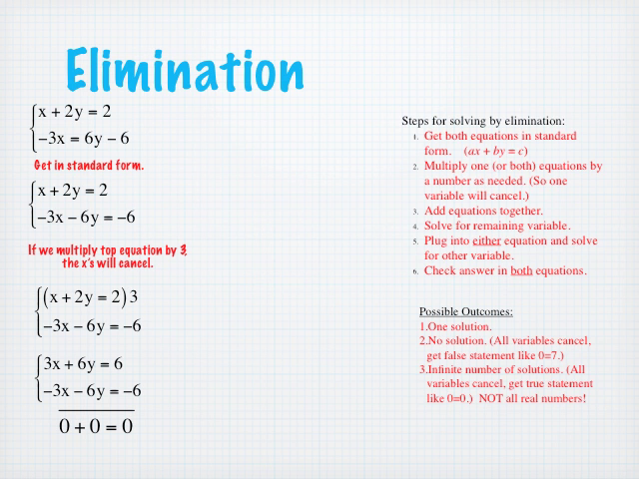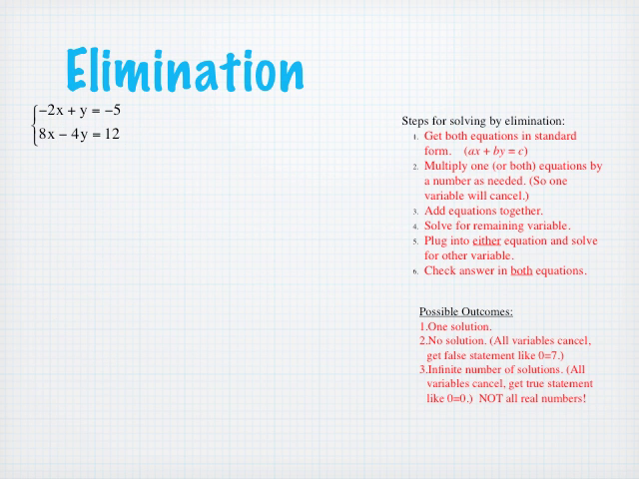What does that mean? Look over at the right-hand side under possible outcomes. If all my variables cancel while I'm solving and I get something true like 0 equals 0, I get an infinite number of solutions. Okay, let's do another one like that.